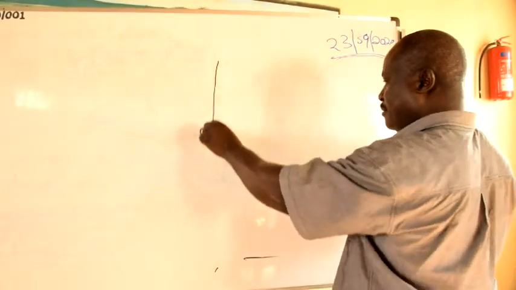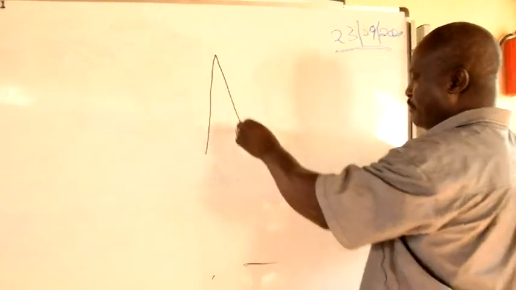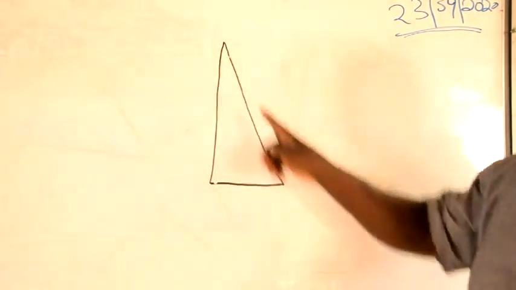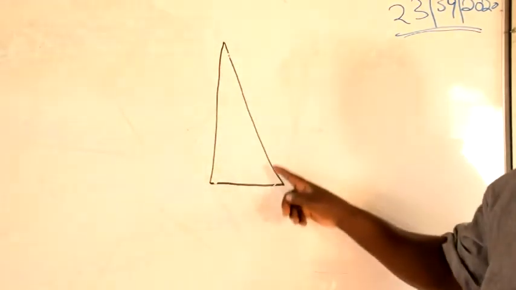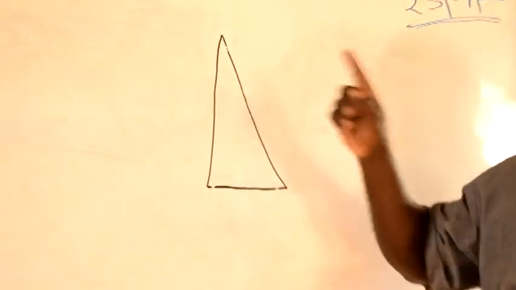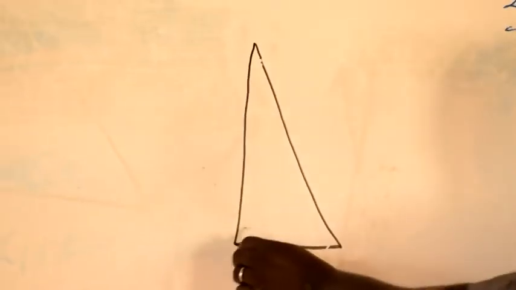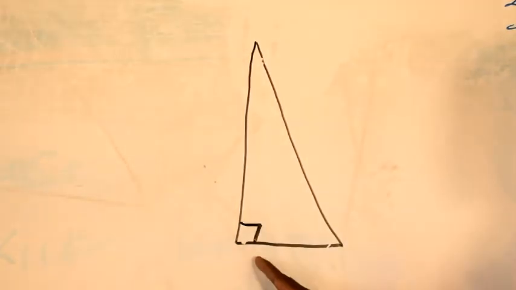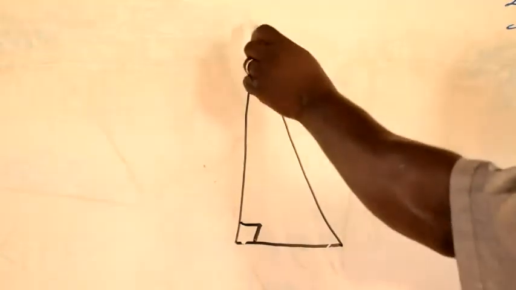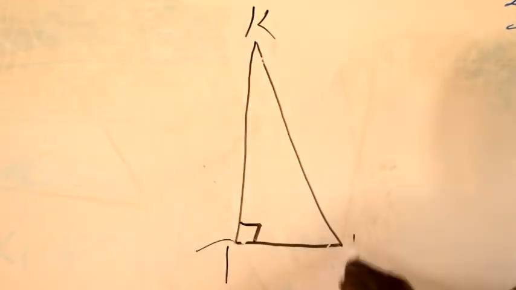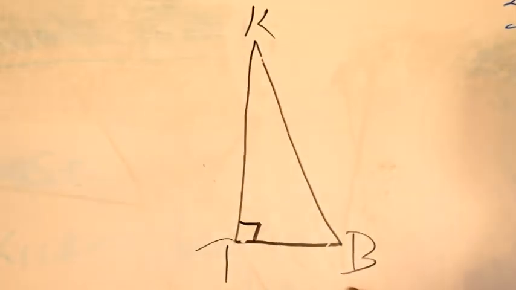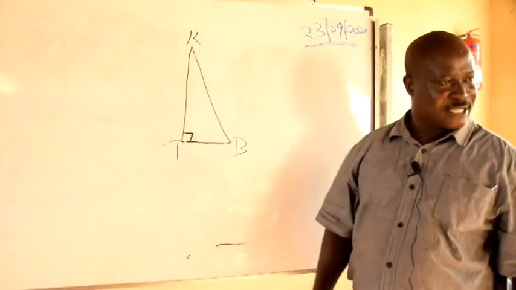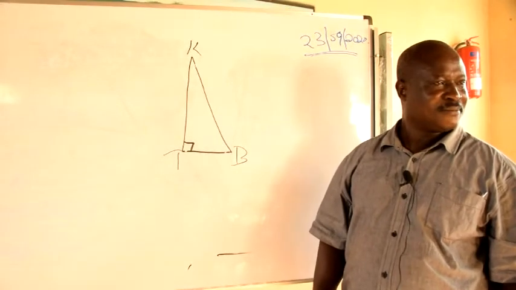If you have a triangle, like the one I'm drawing right now, you see, these are the angles. A triangle with one angle of 90 degrees is what we want to talk about. 90 degrees is always indicated like that. So we can say that triangle KTB is a right angled triangle because angle KTB is 90 degrees. Is that okay?